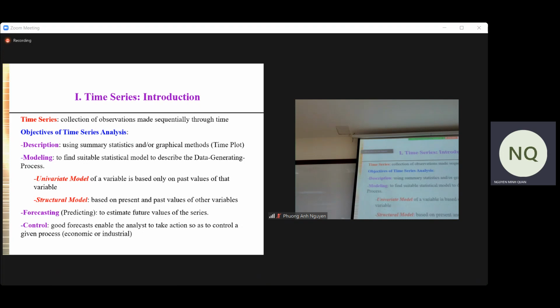Right? Sometimes you may also add the lag y and so on. But there's another extension. So it belongs to what we call the structural model. Structural models use the current and past values of other variables to explain the current value of the variable y of your interest. Is that okay? So, structural model.